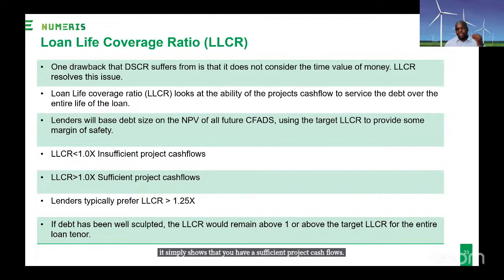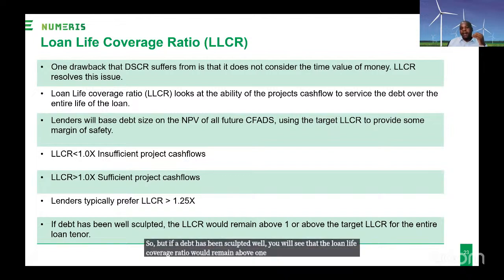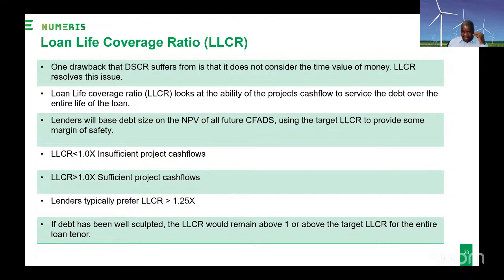Then lenders usually put stipulations to say, for us to be on the safe side, your loan life coverage ratio should be 1.25. Here I'm specifically talking about what is normally referred to as the rolling LLCR. You will see in my model how I calculated the rolling LLCR. But if a debt has been sculpted well, you will see that the loan life coverage ratio would remain above 1, or above the target LLCR, for the entire debt tenor.